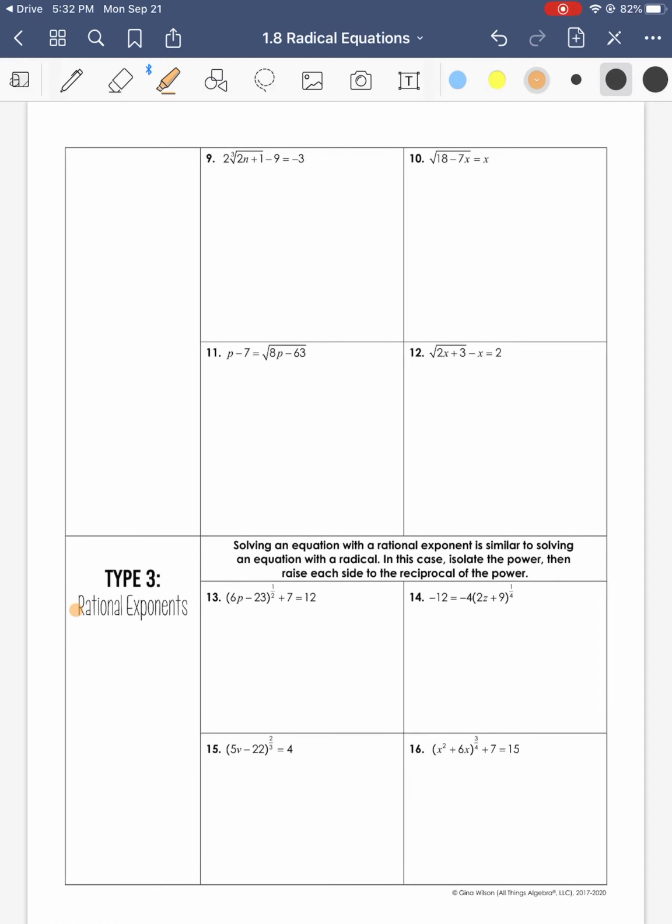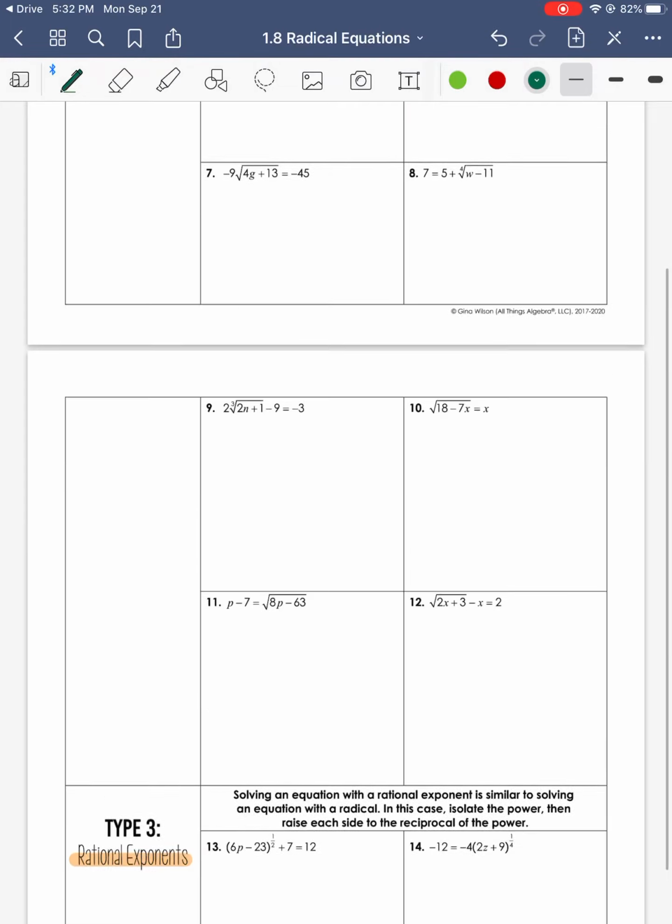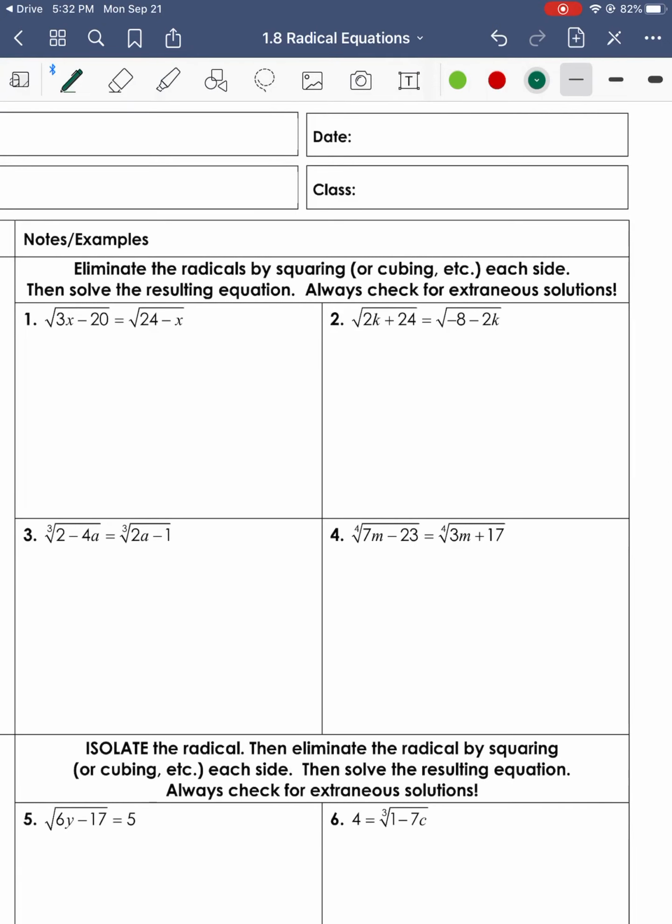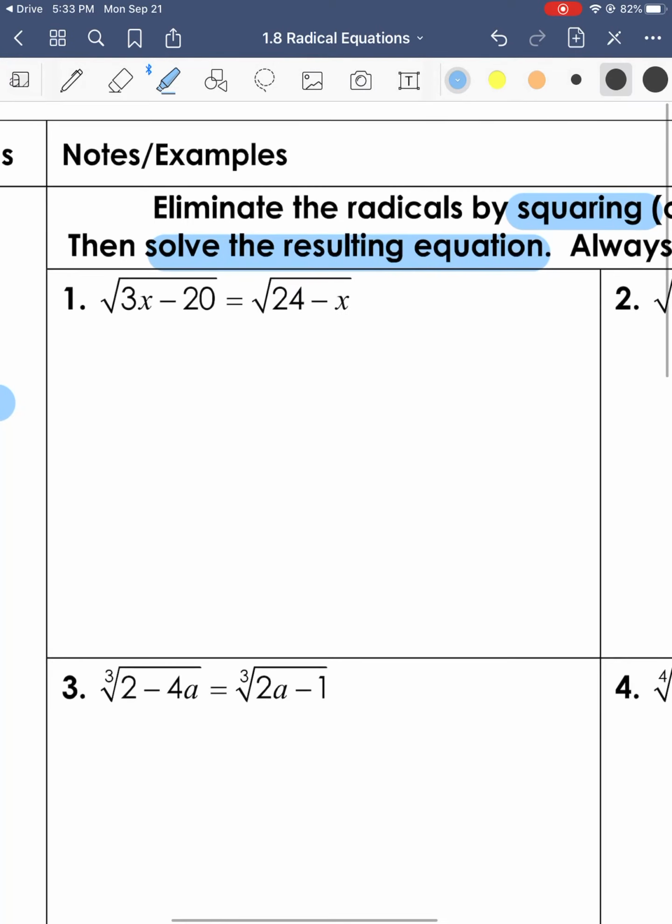And the third type is when we have rational exponents, which we already know can be written as radicals. Okay, so here are your instructions. Eliminate the radicals by squaring each side, or cubing, or whatever type of exponent will undo the root. Okay, so the opposite. And then solve the equation. And then a special reminder: always check for extraneous solutions. Okay, so that's kind of the process here.